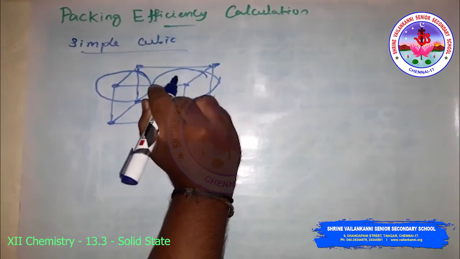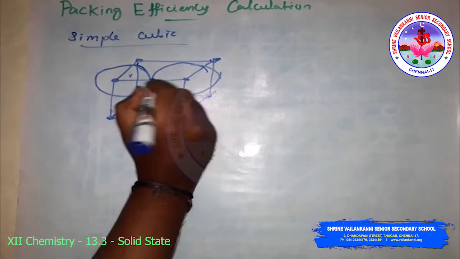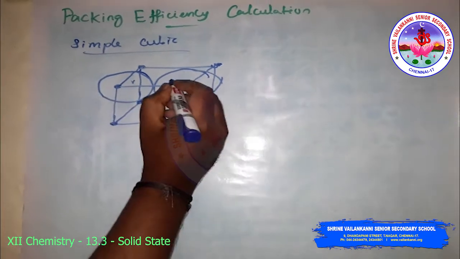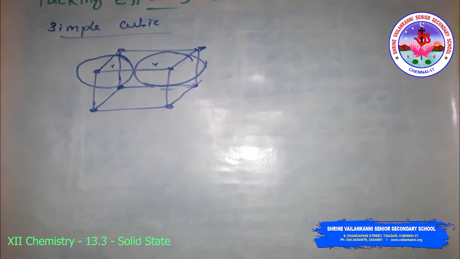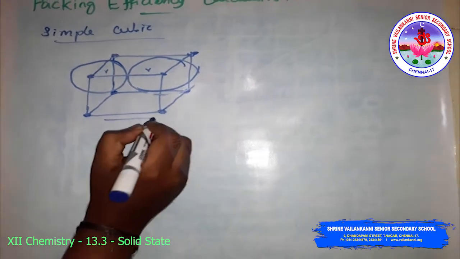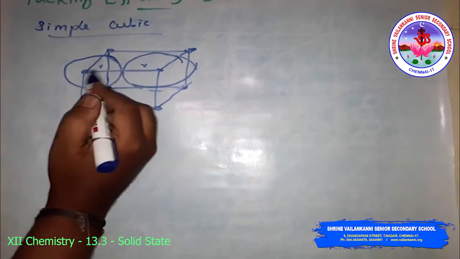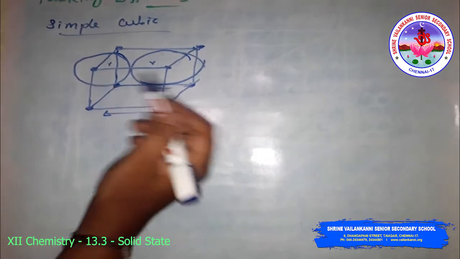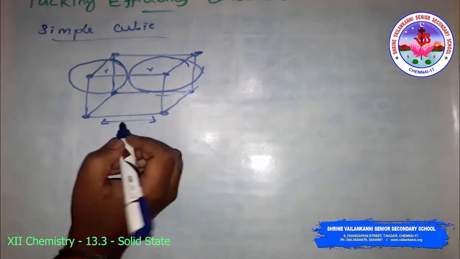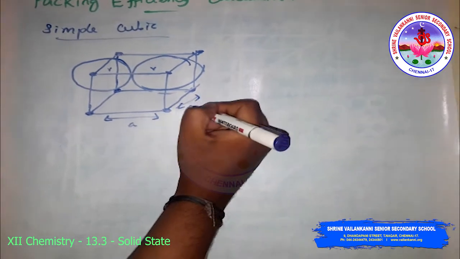So like this. This is R, half of the distance is R, and this half of the distance is R. Then the edge length. The edge length is what? This is the edge length. That means the two spheres are closely packed against each other. Then this is edge length A, and this is the edge length A.